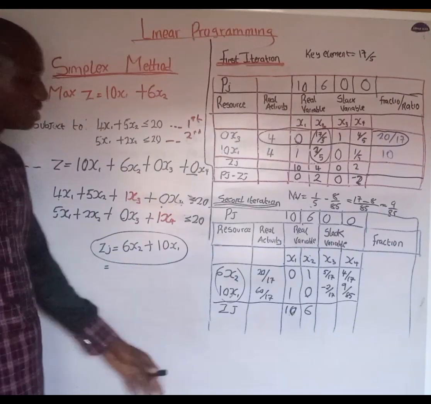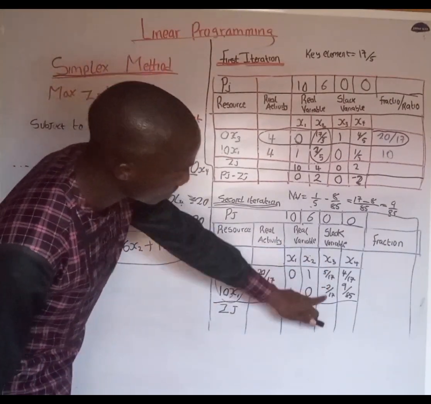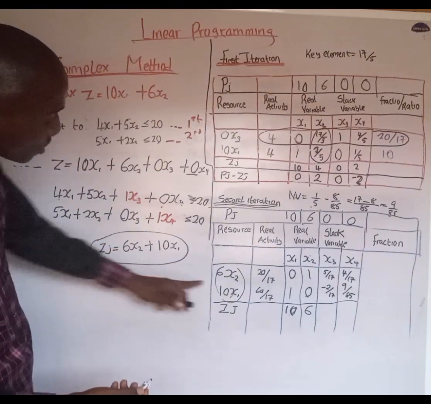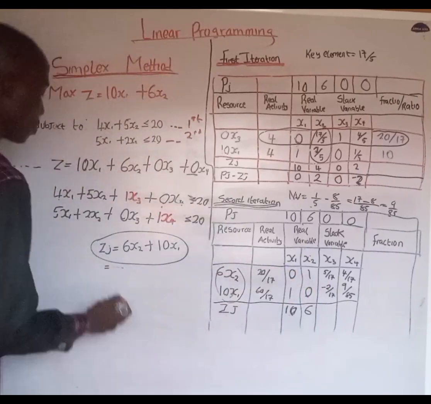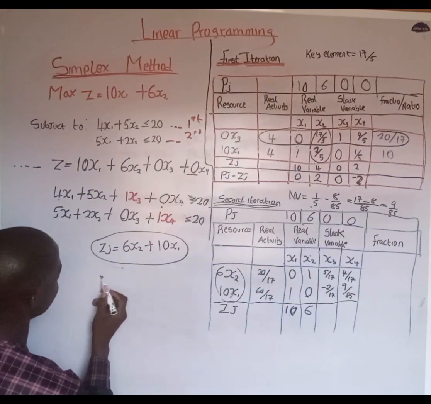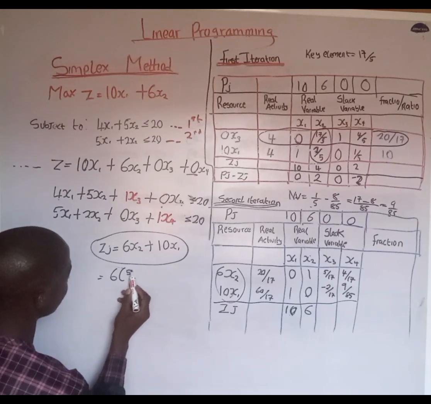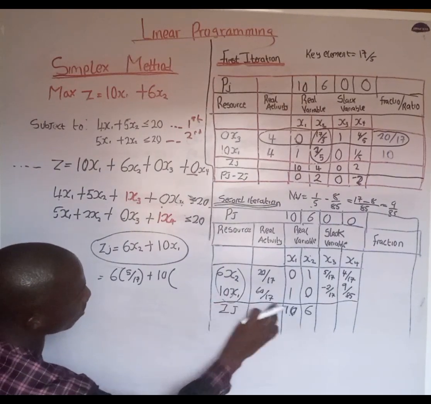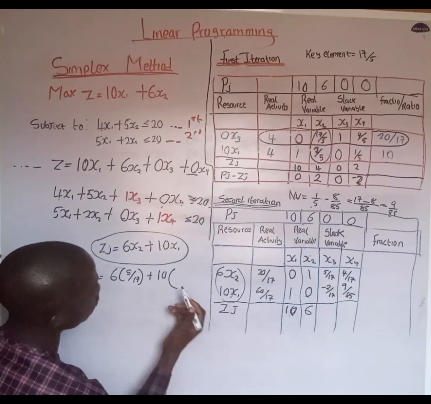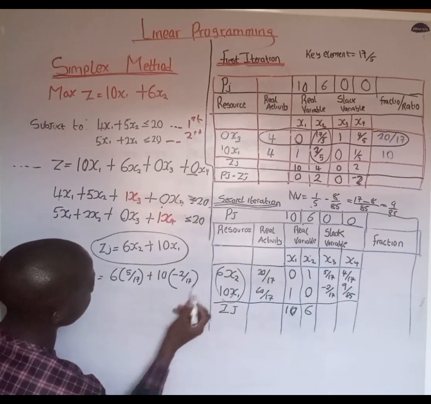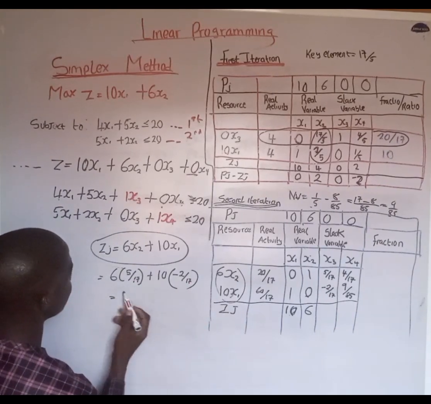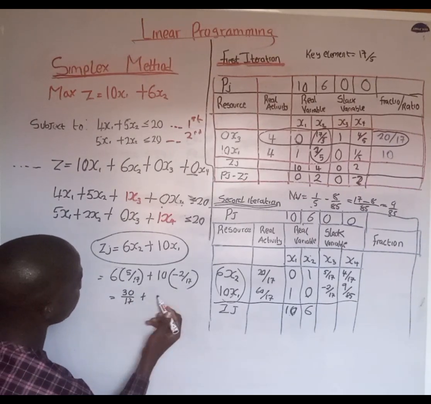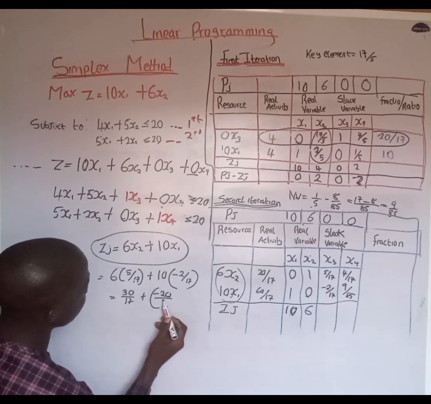Now let us find the value of zj for the column x3. We are going to be using the same approach. The value of my x2 will become 5/17. So I'm going to have 6 into bracket 5 all over 17, plus 10 into bracket the value of x1 on that column, which is minus 2 all over 17. 6 times 5 is 30, so I'm going to have 30/17. This plus 10 multiplied by minus 2, which gives minus 20 all over 17.